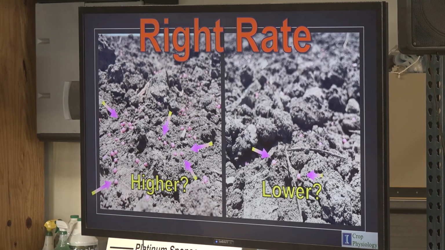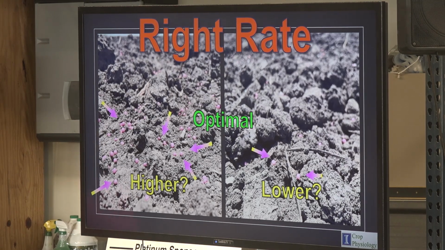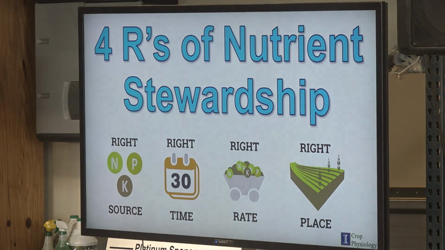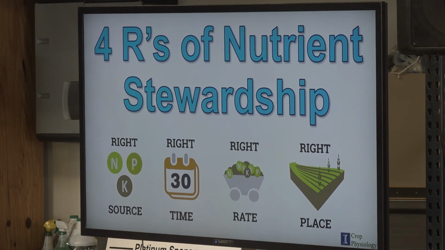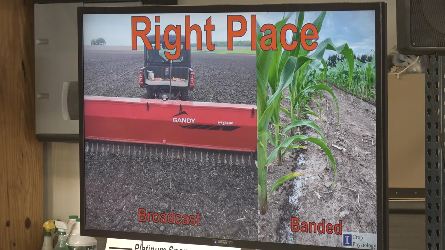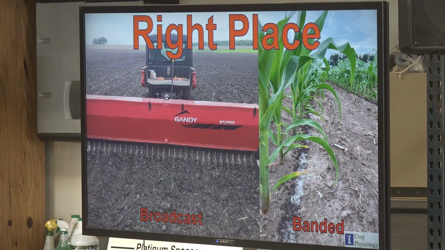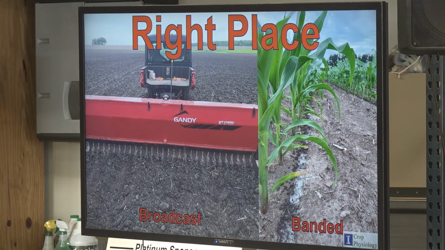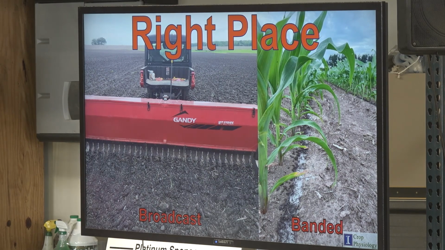So, what we know about the right rate of fertilizer application is actually that the optimal rate of fertilizer application is somewhere between the highest and the lowest fertilizer rate application. And then we come with our last property of nutrient stewardship, that is the right place of fertilizer application. And we know that we have two major placements of fertilizer, broadcast and banded. Banded can be subsurface banded fertilizer application or surface banded fertilizer application. As Jared already told a lot about subsurface banded fertilizer application.